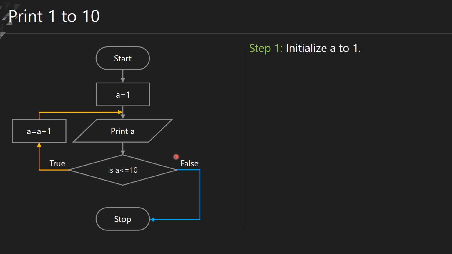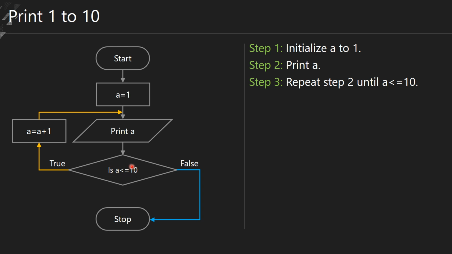Right? So similarly, how do you write the algorithm for printing 1 to 10 numbers? First you have to initialize it. Similarly like this, you initialize A to 1. Then print A. Then you have to check the condition. Repeat step 2 until A is less than or equal to 10. You have to print again and again, as long as A is less than or equal to 10.